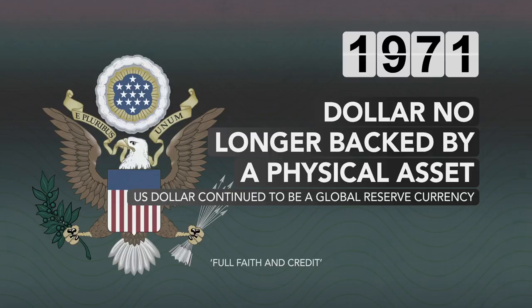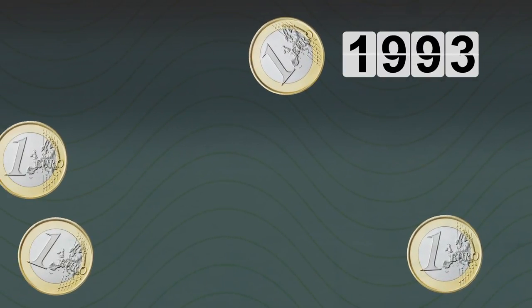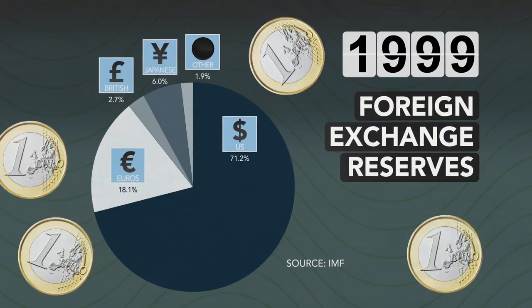However, despite this, the US dollar has continued to be a global reserve currency. Since the start of the euro in 1999, global dollar reserves remain at around 2/3 of total reserves held, and as such helps to maintain its status as a currency benchmark.